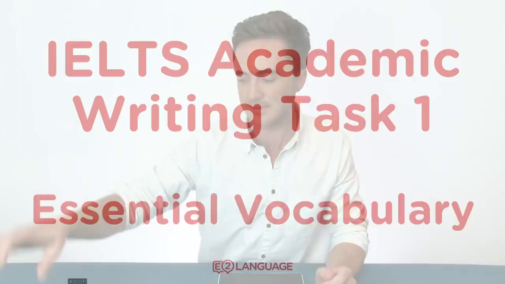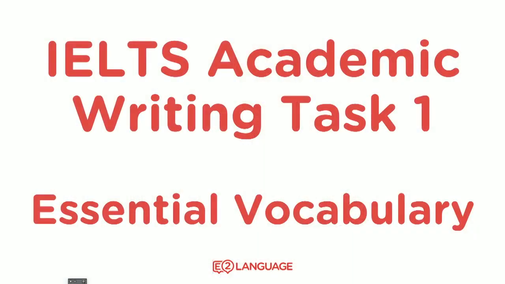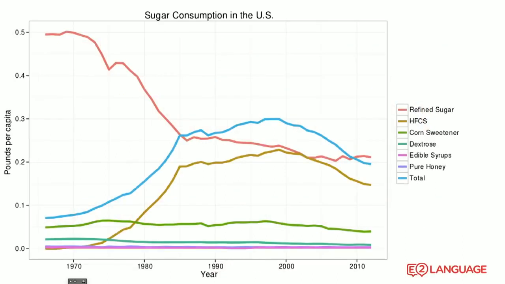In this live class, I'm going to talk to you about some essential vocabulary that you need for IELTS academic writing task 1. Because imagine on test day, you look down at your paper and you see something like this. What vocabulary are you going to use to describe all of these different trends, right? That's what I want to show you in this live class.